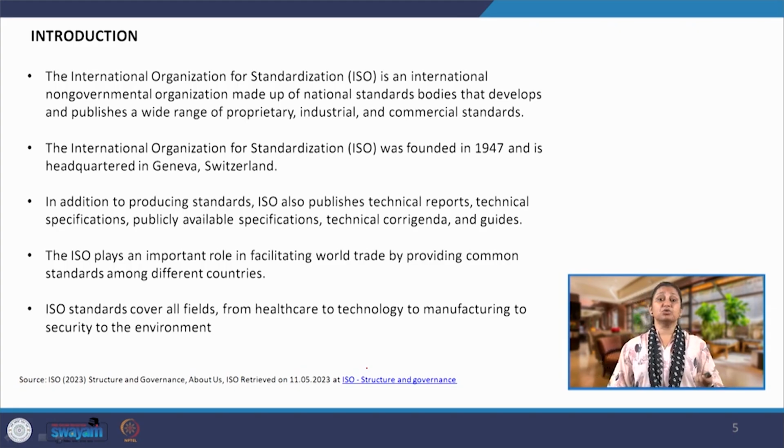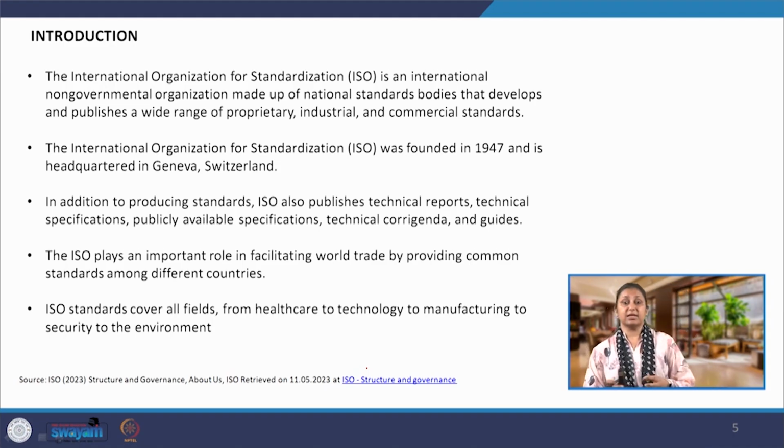In addition to producing the standards, ISO also comes up with reports from time to time, and publicly available specifications, technical corrigenda and guides. So, they do not just publish standards, but a whole lot of series on technical matters. ISO as an organization has been instrumental and plays a vital role in facilitating world trade by providing common standards among different countries.